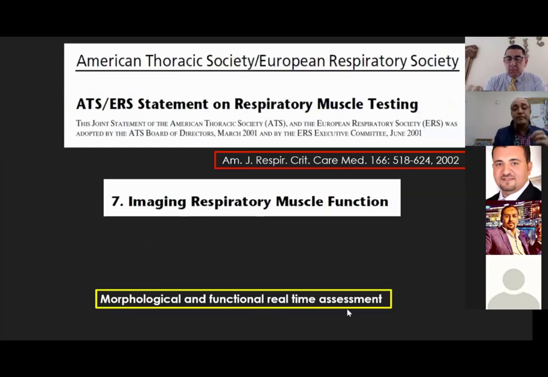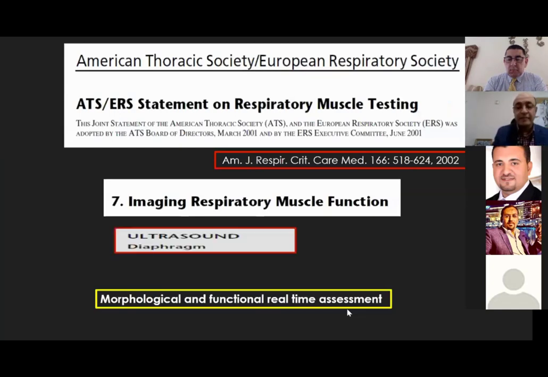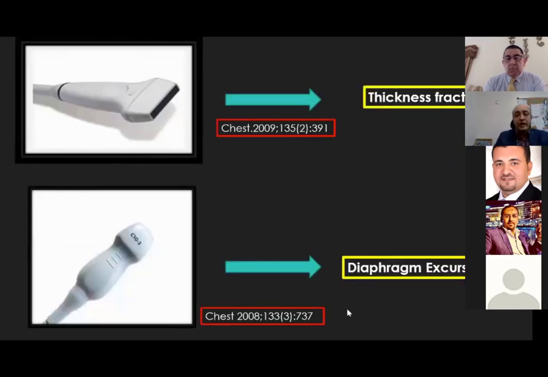How can we see it morphologically and functionally? The best way is to go with ultrasound. There are two modalities that we use to assess the diaphragm with ultrasound. Thickness fraction: the thickness of the diaphragm changes with inspiration. As with any muscle, when it contracts, the thickness will increase by at least 30%. Or how much the diaphragm goes up and down, the excursion, with spontaneous breathing. This is what we call diaphragmatic excursion.